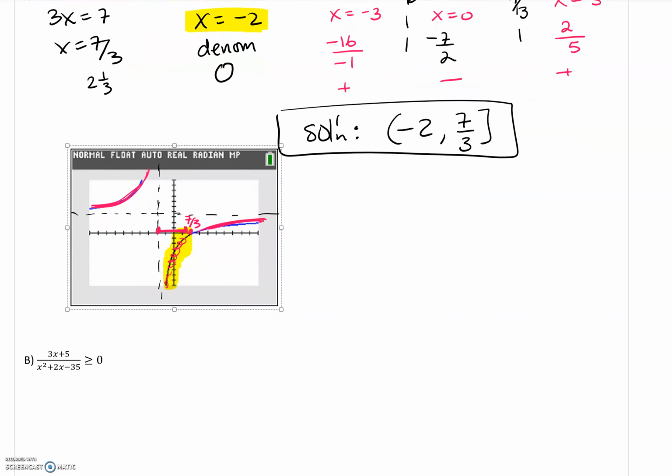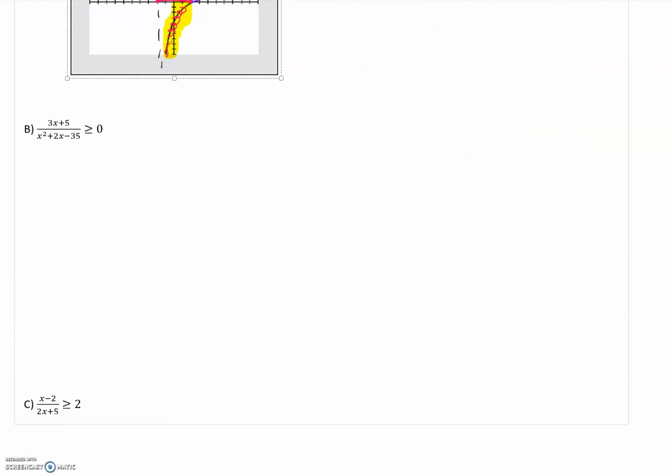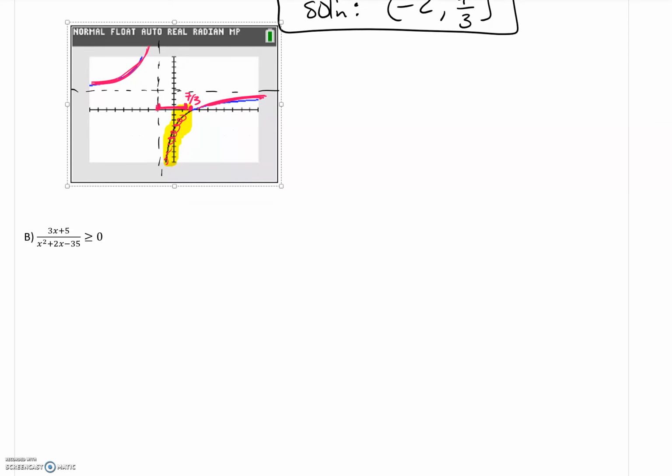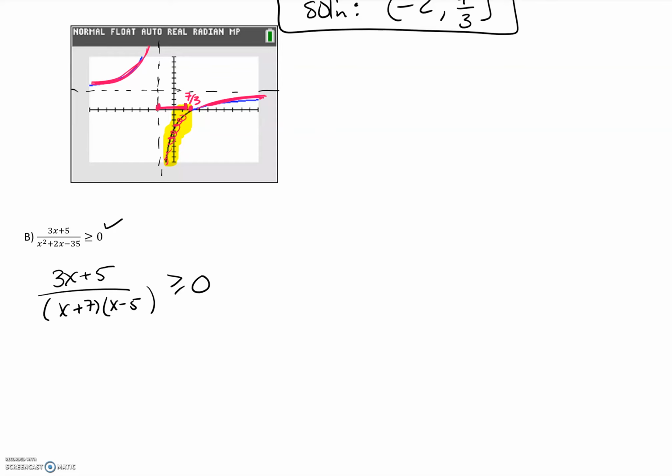All right, let's go look at a couple more examples and then we'll be done with this section. So I have a rational inequality in part B, and I'm going to factor everything and find the critical points. So we've got 3x plus 5, and it looks like we have x plus 7 and x minus 5 to factor out. And we already have the 0 on one side, so we're good to go.